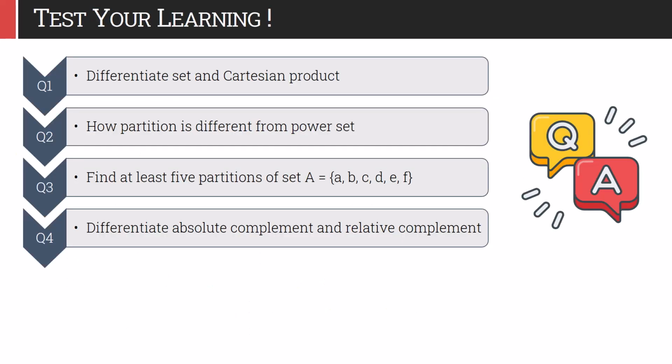Let's test your learning. Question 1: differentiate set and Cartesian product. Question 2: how is a partition different from the power set? Question 3: find at least 5 partitions of the set {A, B, C, D, E, F}. Question 4: differentiate absolute complement and relative complement, and you have to give an example as well. Please mention your answer in the comment box.